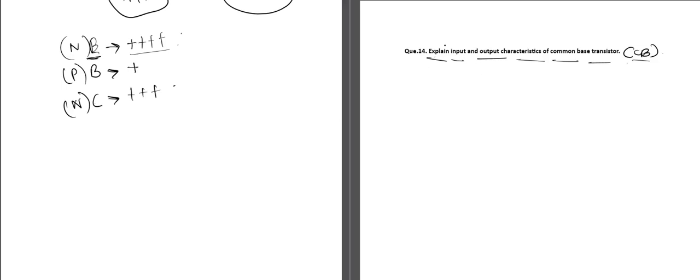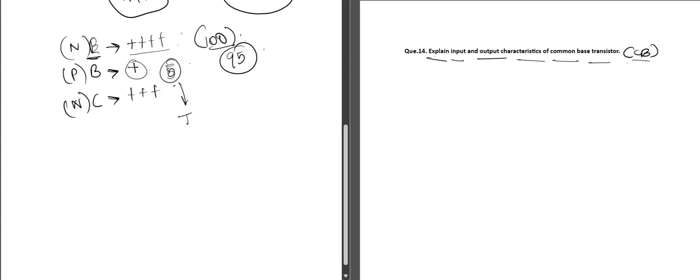If a total of 100 electrons move from emitter to base, only 5 electrons will recombine with the holes of the base, and the remaining 95 electrons will pass on to the collector. So these 5 electrons, or 5%, which recombine with the holes in the base terminal form the base current. As we can see, this is a very small fraction of current, so the value of base current is typically very small. The emitter current is responsible for the flow of both base current as well as collector current.